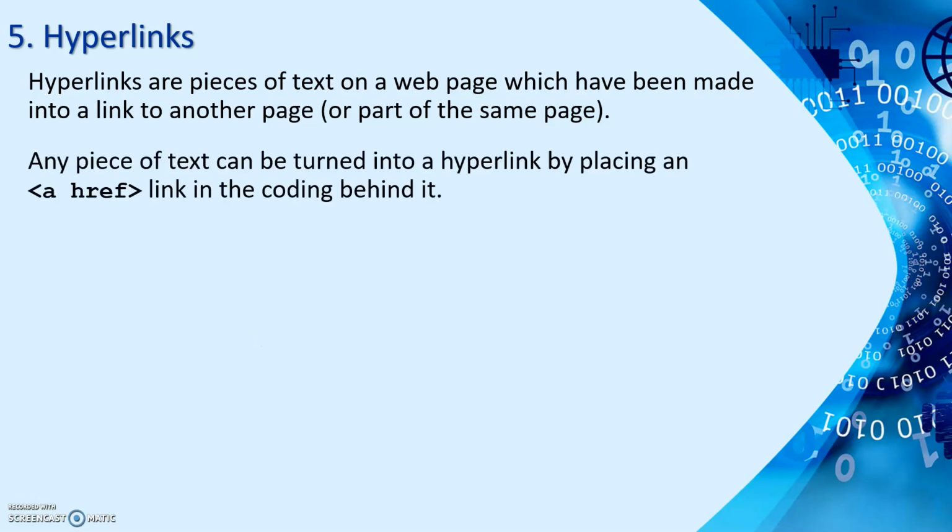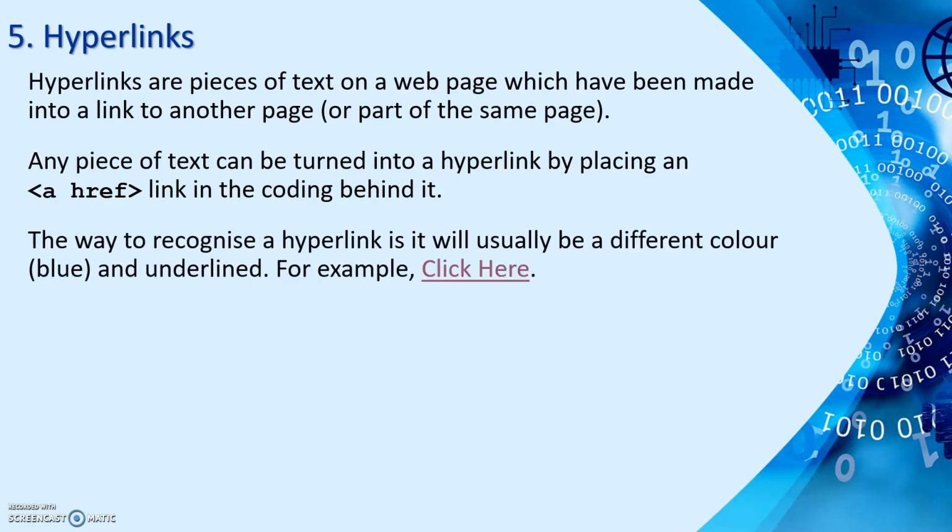Any piece of text can be turned into a hyperlink by placing the a href tag in the coding behind it, the anchor hyperlink reference. And the way to recognize a hyperlink is it will usually be a different color, normally blue, and underlined. For example, click here. I've already clicked on this, so it's already gone purple.